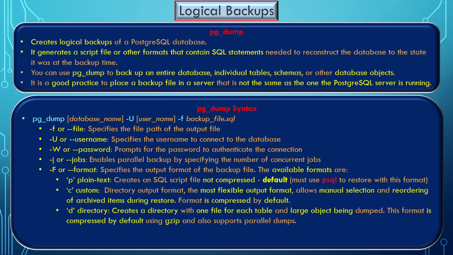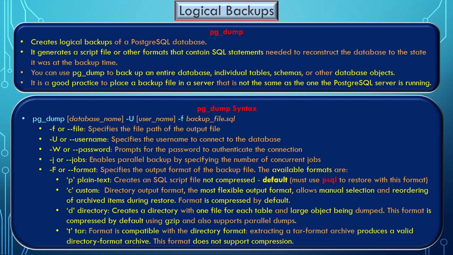d for directory creates a directory with one file for each table and large object being dumped. This format is compressed by default using gzip and also supports parallel dumps. t or tar format is compatible with the directory format. Extracting a tar format archive produces a valid directory format archive. The format does not support compression.